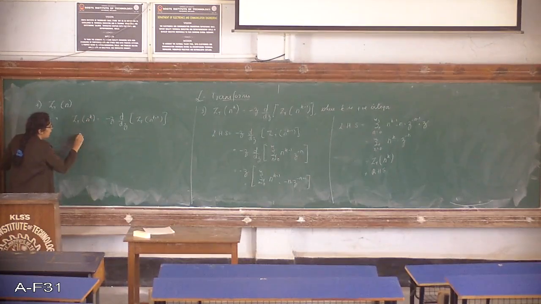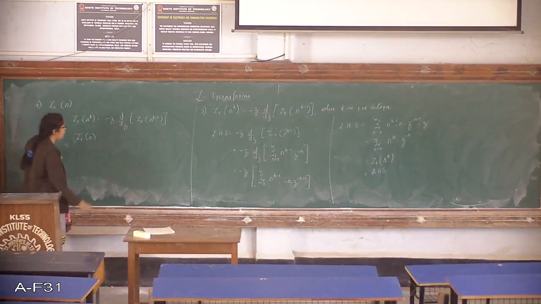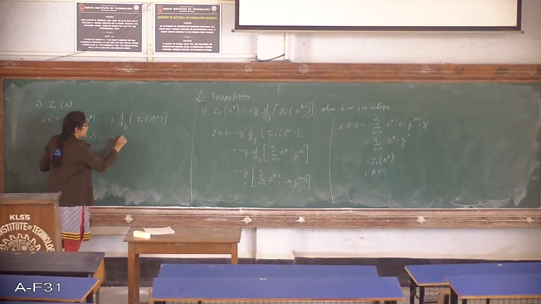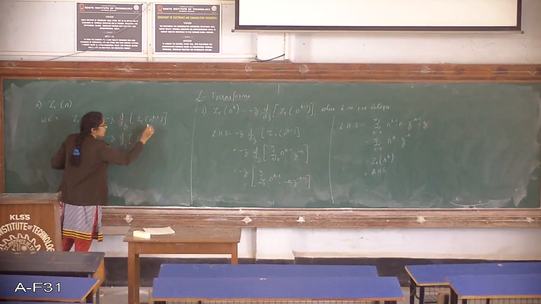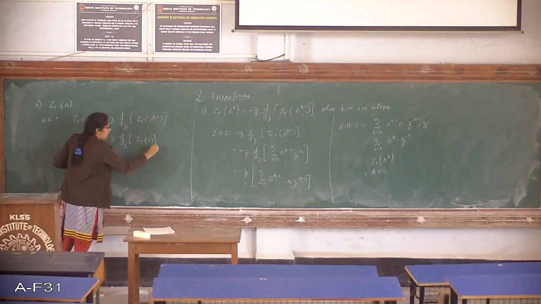If I take k value as 1, I shall get this as z transform of n is equal to minus z d by dz, that is differentiation with respect to z, on z transform of, since k value is 1, 1 minus 1 is 0, so n raised to 0 is 1. Have I made that clear?